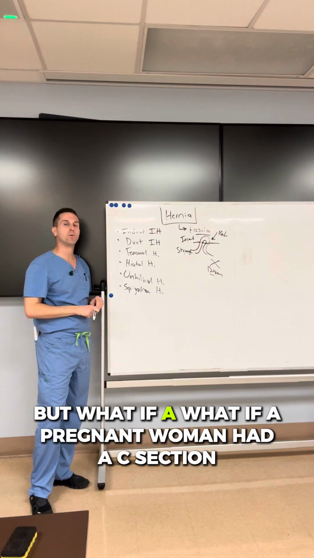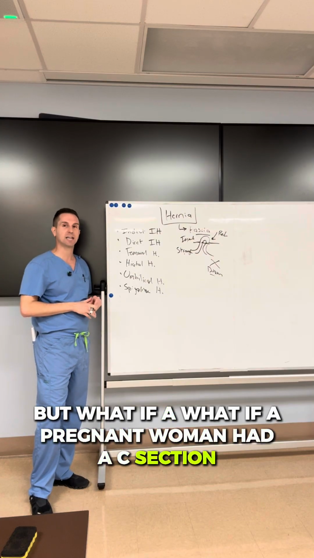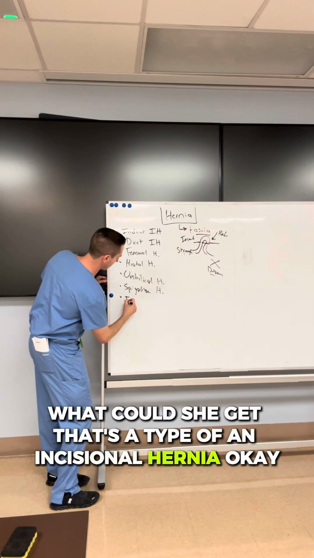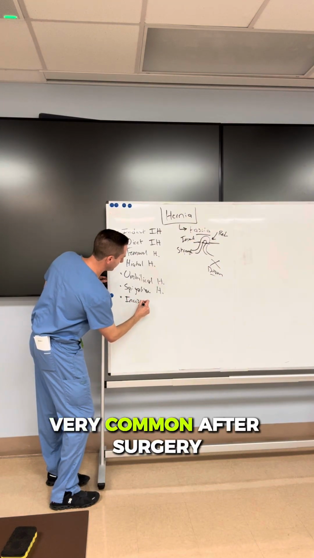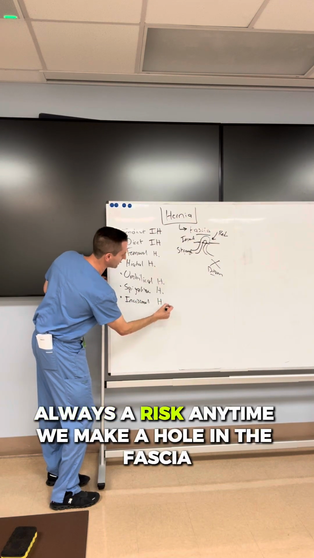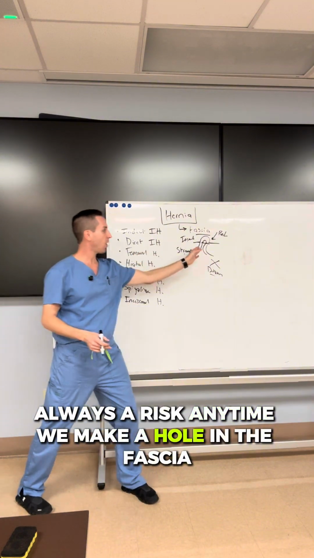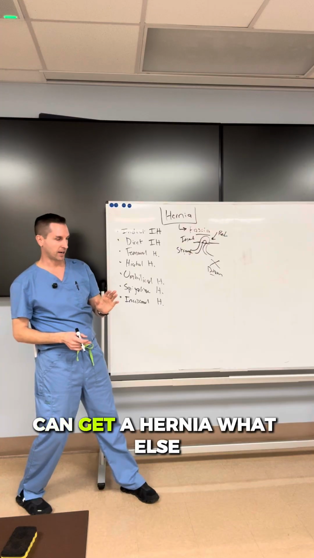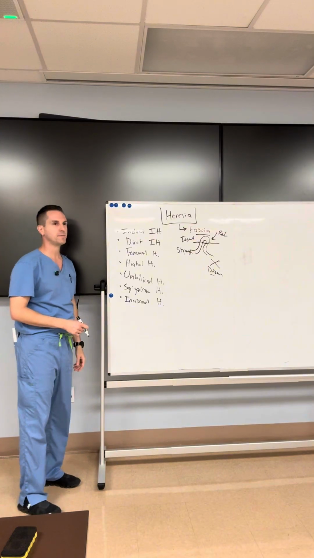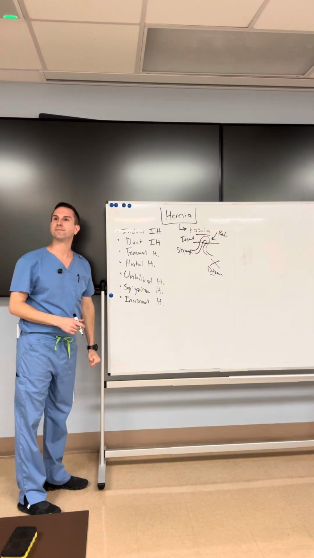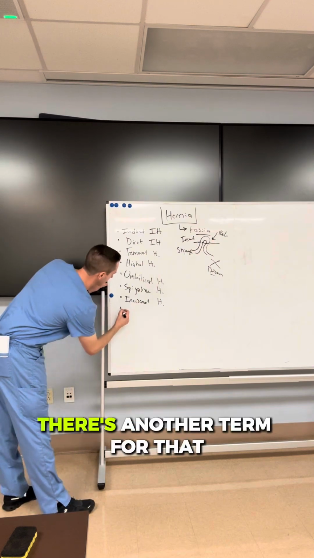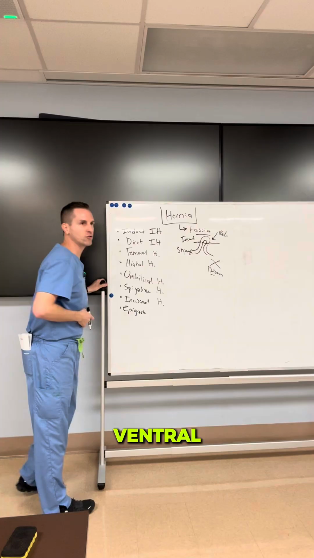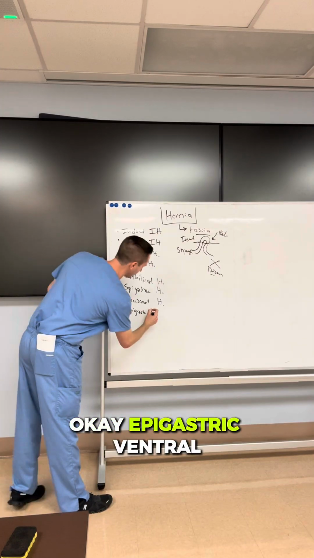But what if a pregnant woman had a C-section? What could she get? That's a type of an incisional hernia. Okay, very common. After surgery, always a risk anytime we make a hole in the fascia. Now the fascia is weak. Can get a hernia. What else? Epigastric hernia? Okay, epigastric. There's another term for that too that falls into this same category. Ventral. Oh, ventral. Okay, epigastric, ventral.